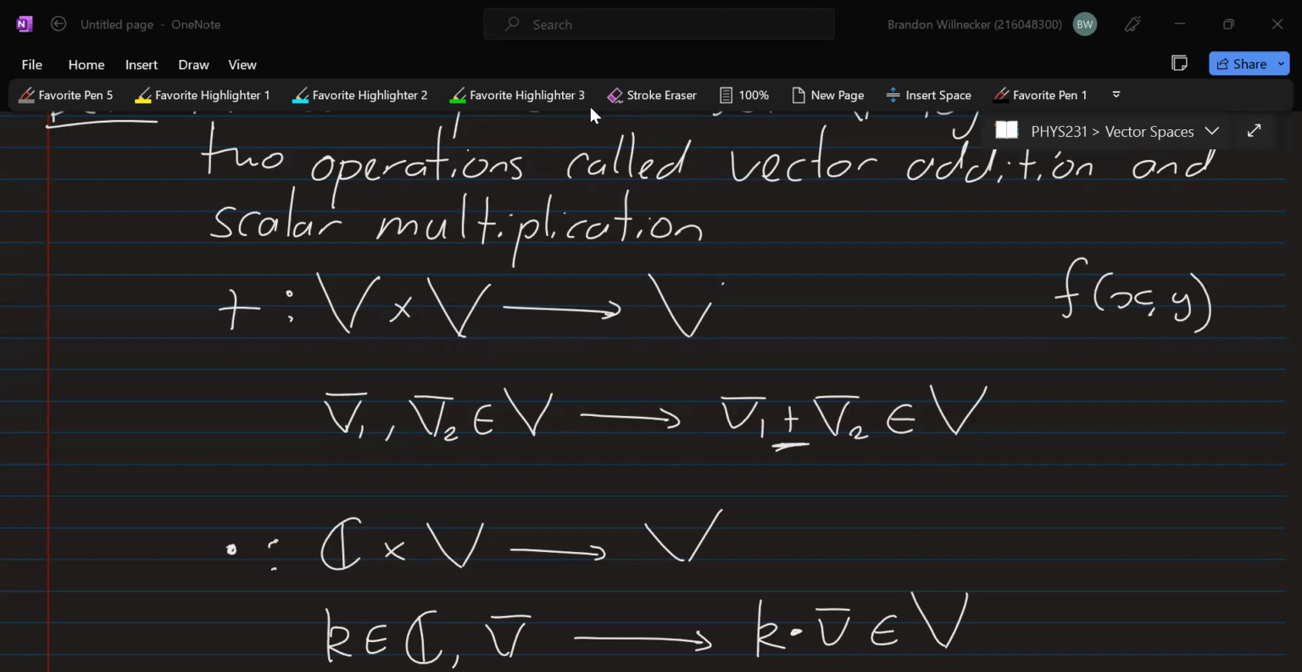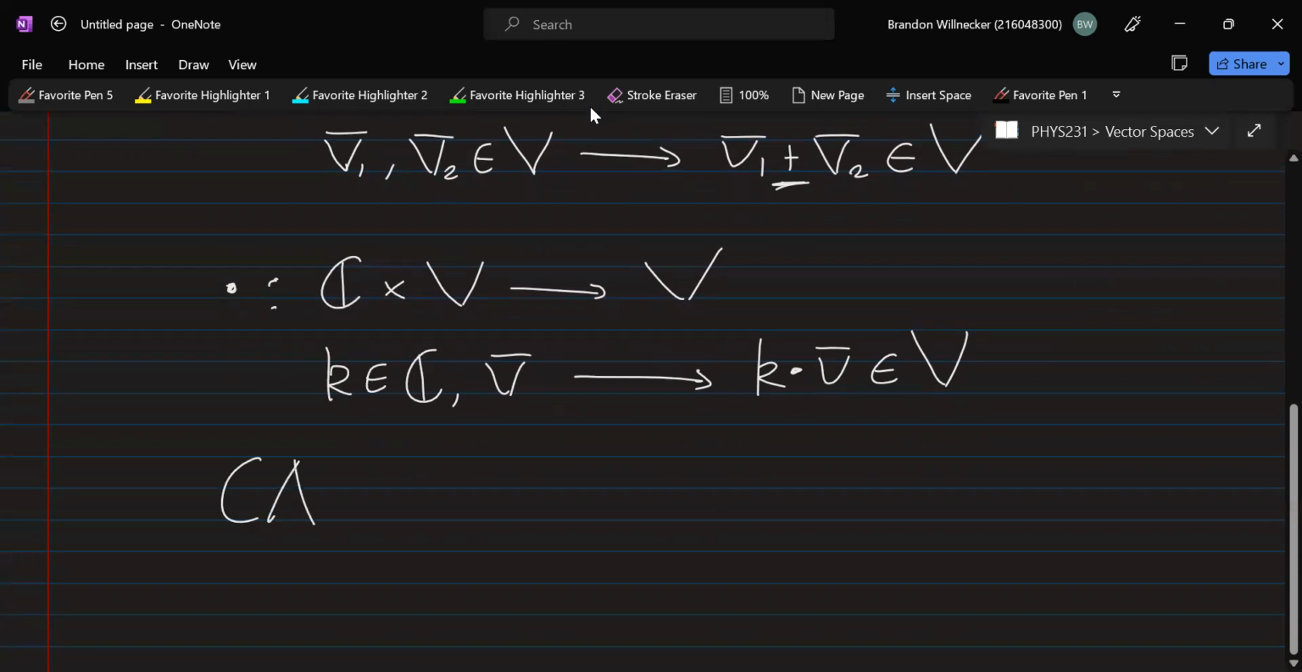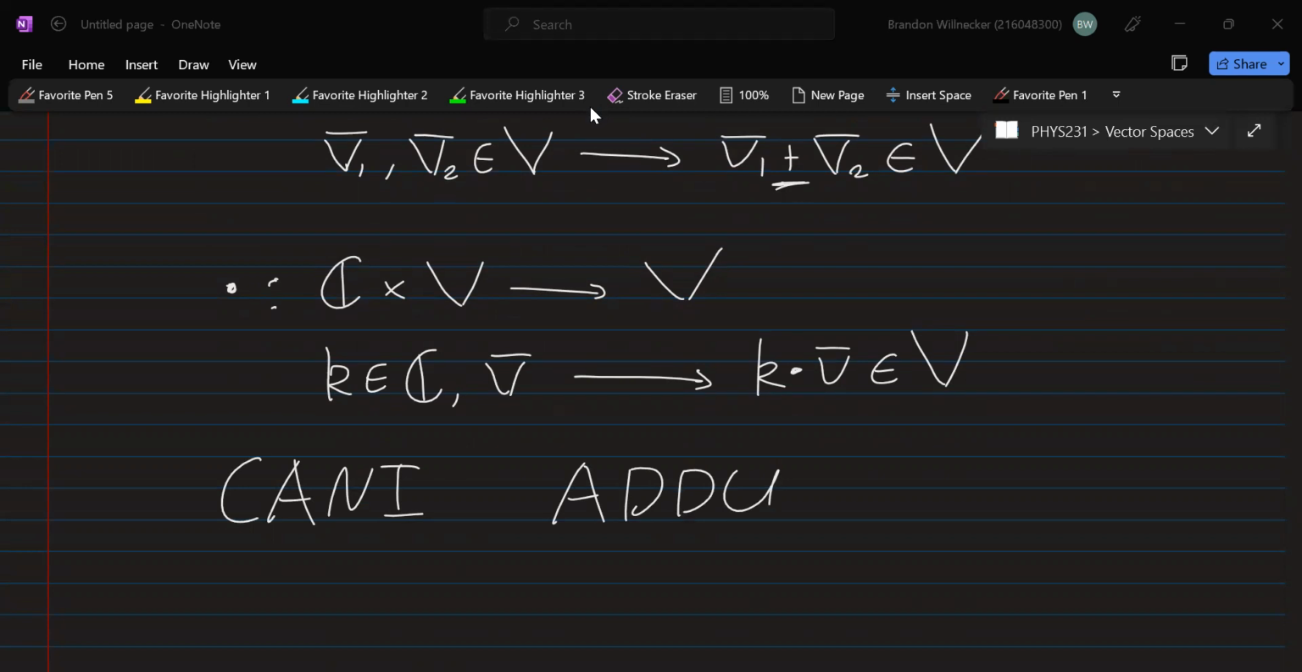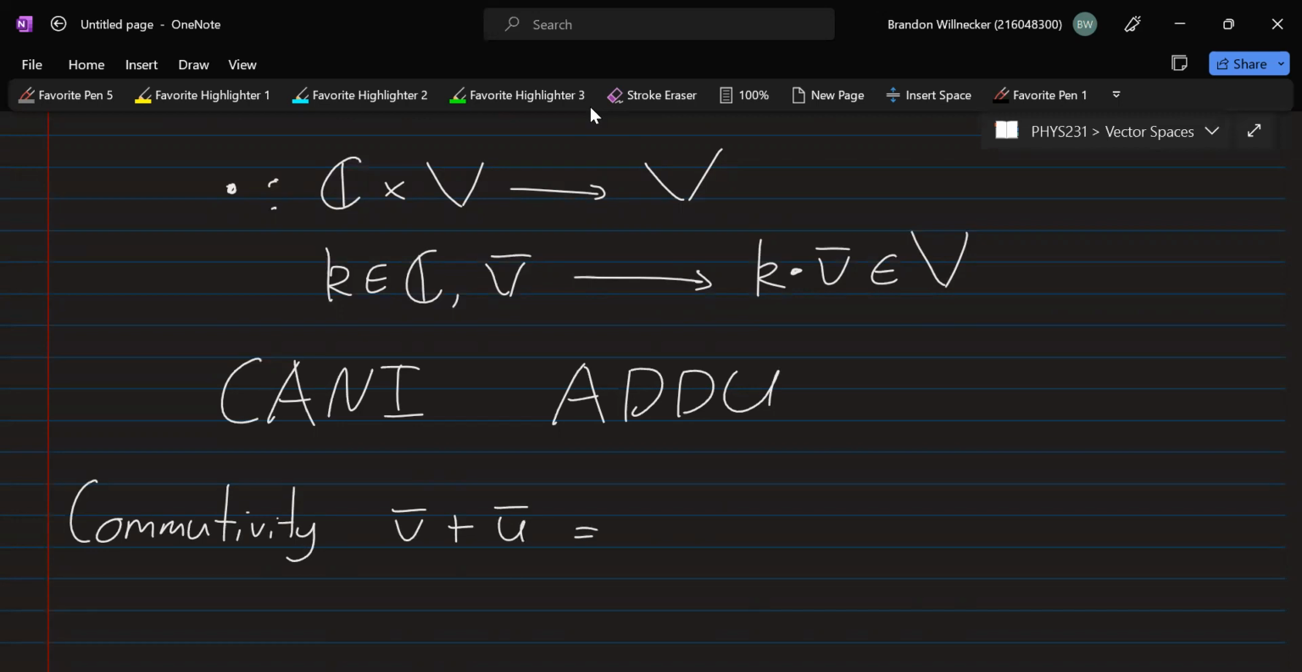Okay, so these two operations have certain properties that they need to satisfy, and we can write them as CANI and ADDU. So you can remember it like that, CANI and ADDU. So what do these mean? So the C is for commutativity. Okay, so this means that if we take a vector V plus a vector U, this is the same thing as the vector U plus the vector V.